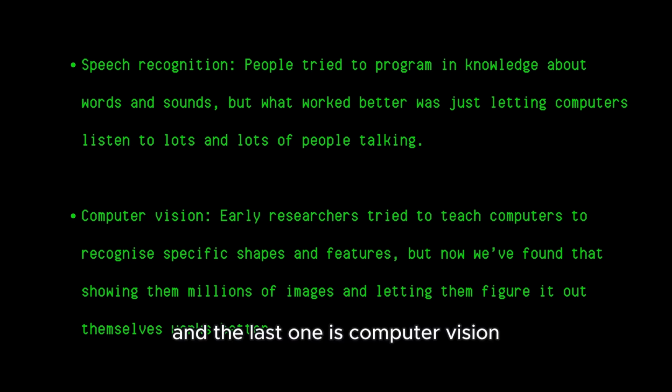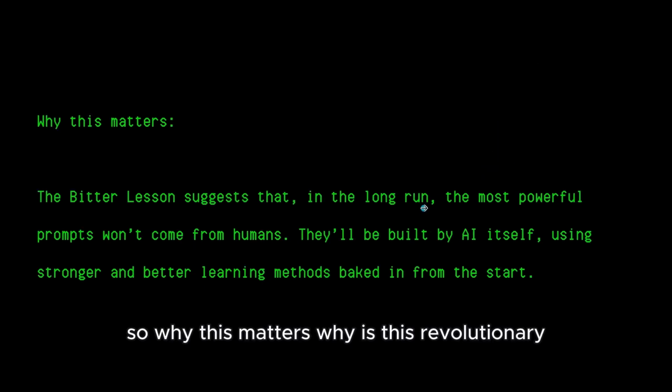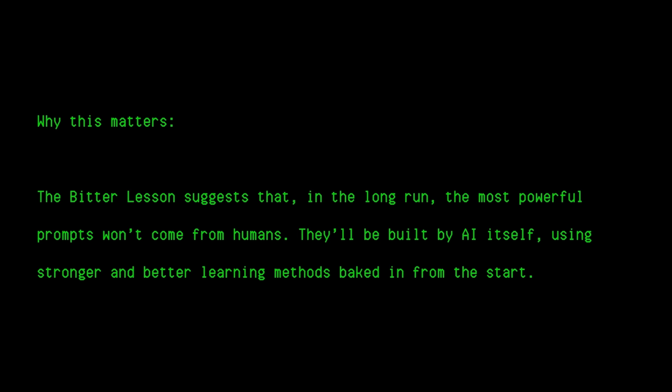And the last one is computer vision. Early researchers tried to teach computers to recognize specific shapes and features. But now we have found that showing them millions of images and letting them figure it out themselves works better. So why does this matter? Why is this revolutionary? The bitter lesson suggests that in the long run, the most powerful prompts won't come from humans. They will be built by AI itself, using stronger and better methods baked in from the start.